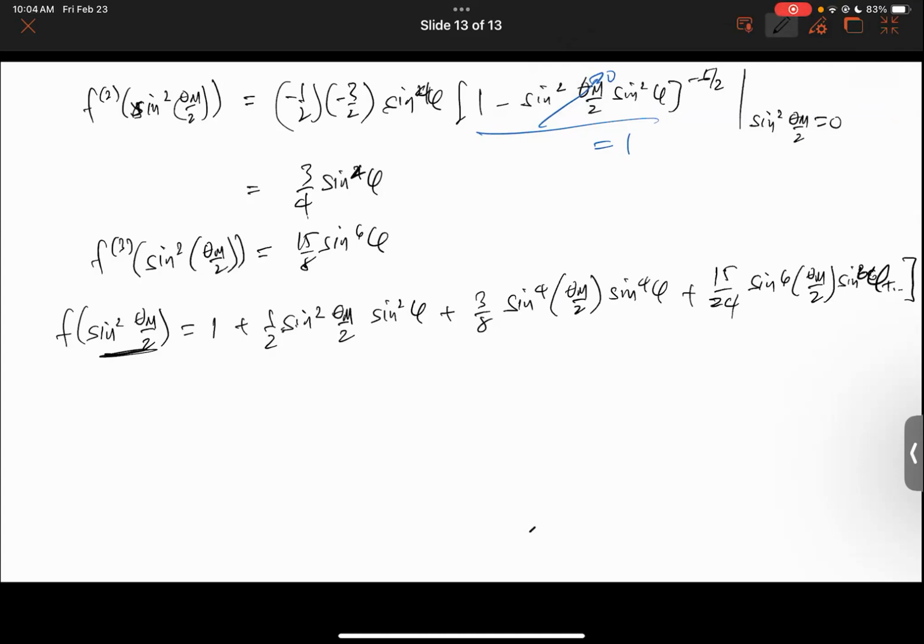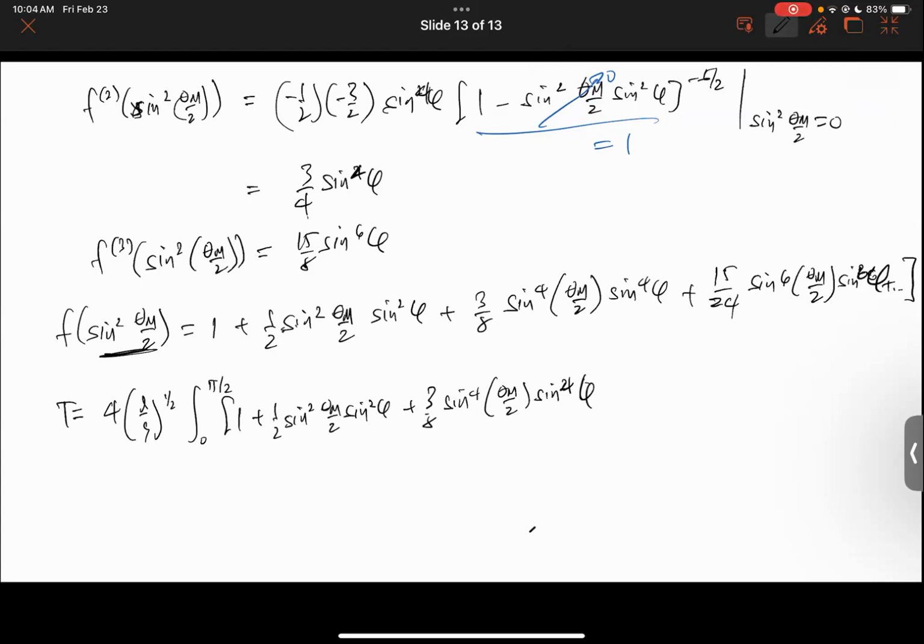Okay. So yung ating period ngayon is 4 times square root of L over G, evaluated from 0 to pi over 2, ng 1 plus 1/2 sine squared theta sub m over 2 sine squared phi plus 3/8 sine to the fourth theta sub m over 2 sine to the fourth phi, okay, plus 15 over 24 sine to the 6 theta sub m over 2 sine to the 6 phi and so on and so forth d phi. So anong natira? Ang kailangan na lang natin evaluate ay sine squared phi d phi. Integral ng sine squared phi d phi. Integral ng sine to the fourth phi d phi. Integral ng sine to the sixth phi d phi.